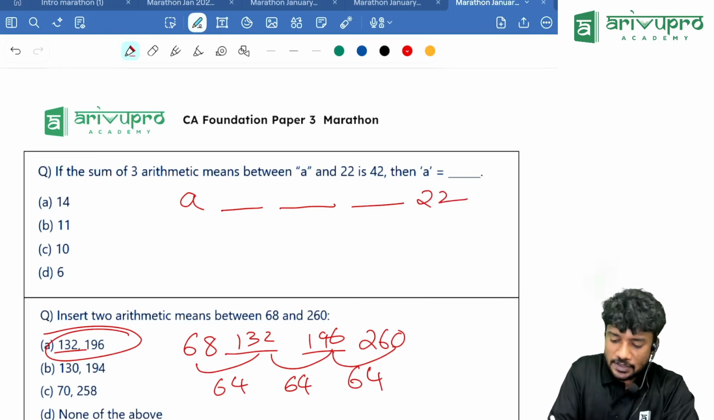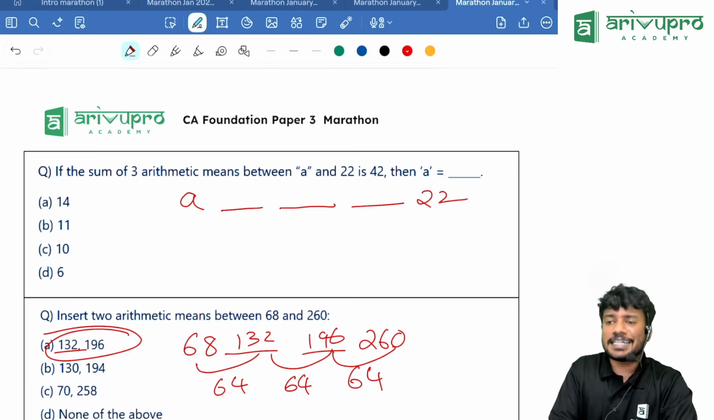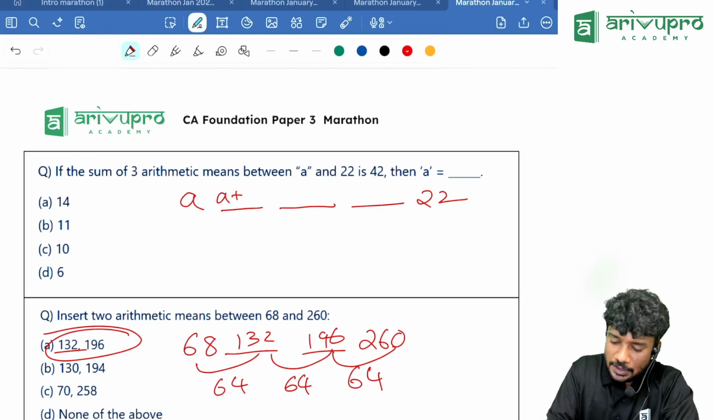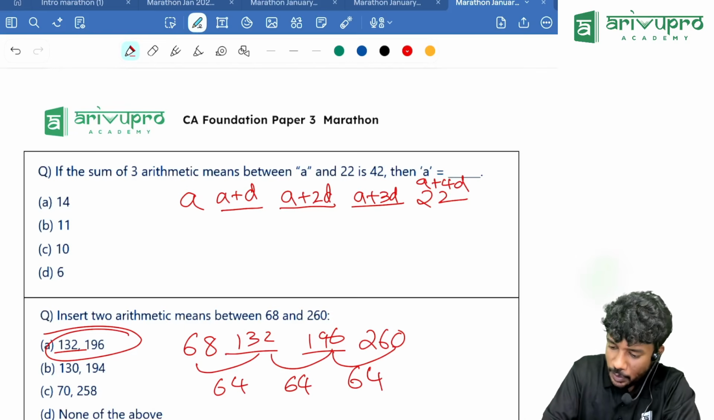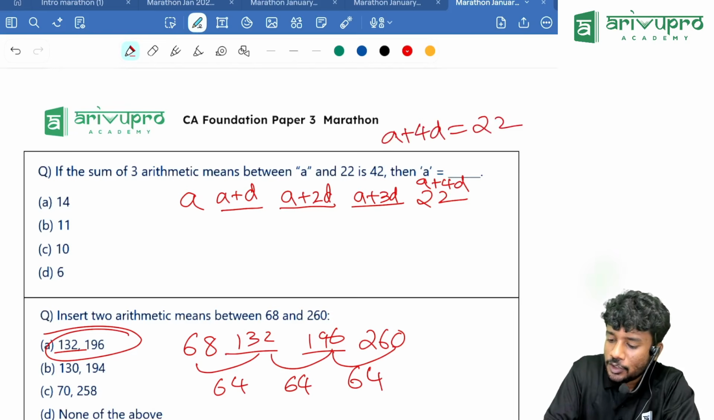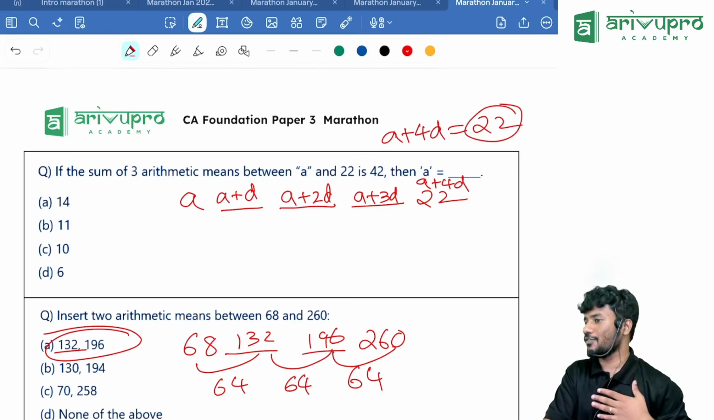First term is A. Second term will be A plus D. Third term, A plus 2D. Fourth term, A plus 3D. Then the fifth term will be A plus 4D. So one thing we know: A plus 4D is equal to 22.